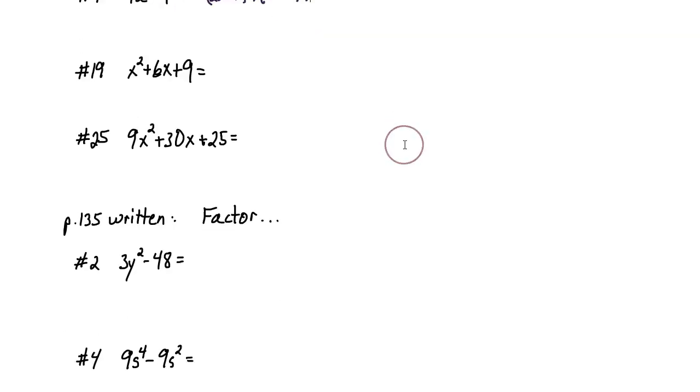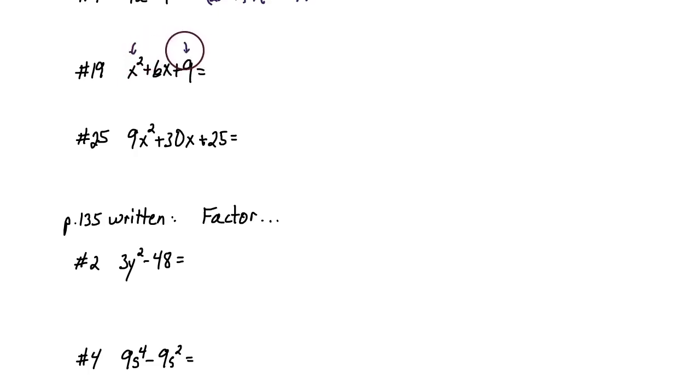Number 19, check for a GCF, but there is not one. Now look to see if this fits a special pattern. When you see a trinomial, the special pattern that you're looking for is called a perfect square trinomial. But it's only a perfect square trinomial if certain things are true. The first term must be a perfect square. Does this have a nice square root? Yes, it does. It would be x.